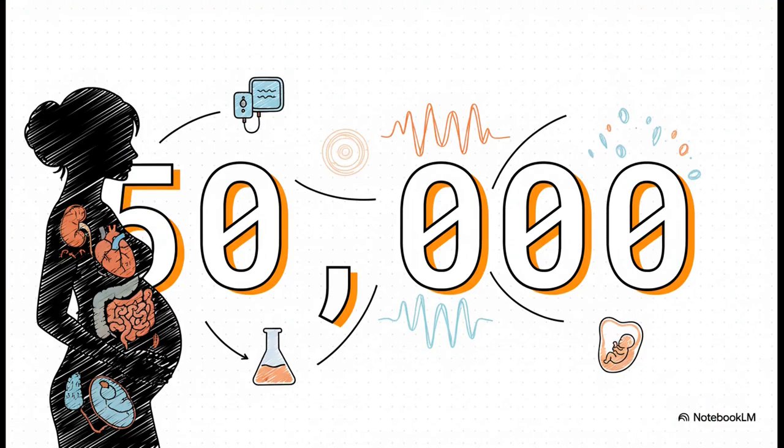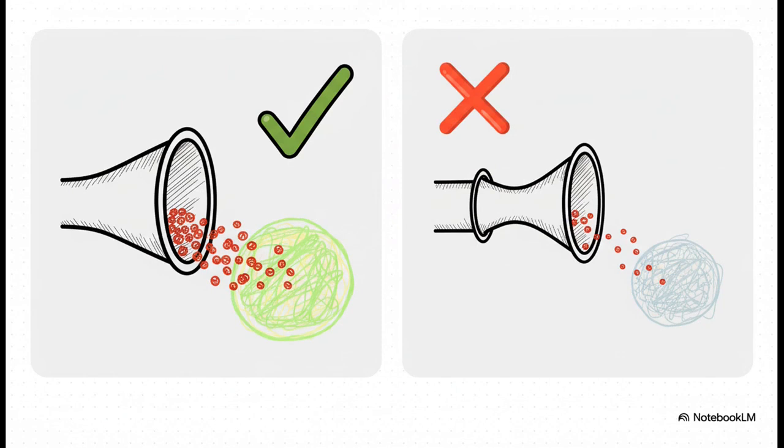To understand just how serious this puzzle is, just look at this number, 50,000. That is the number of mothers who die from preeclampsia and its complications, all over the world, every single year. This is a major, major global health problem. So what is the core problem? At its heart, it's a plumbing issue, a blood supply issue.